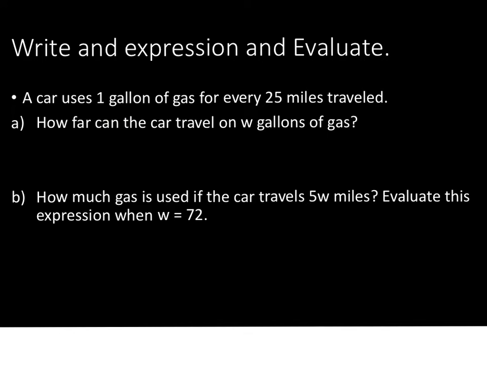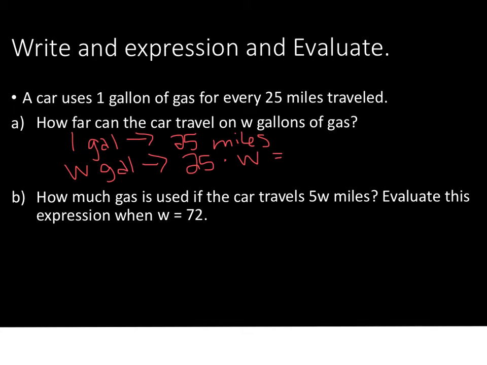Alright, the next one says a car uses 1 gallon of gas for every 25 miles traveled. How far can the car travel on W gallons of gas? So in other words, guys, if 1 gallon will give us 25 miles, then W gallons, we would have to multiply 25 times W, which is 25W. So our answer on A part is 25W.